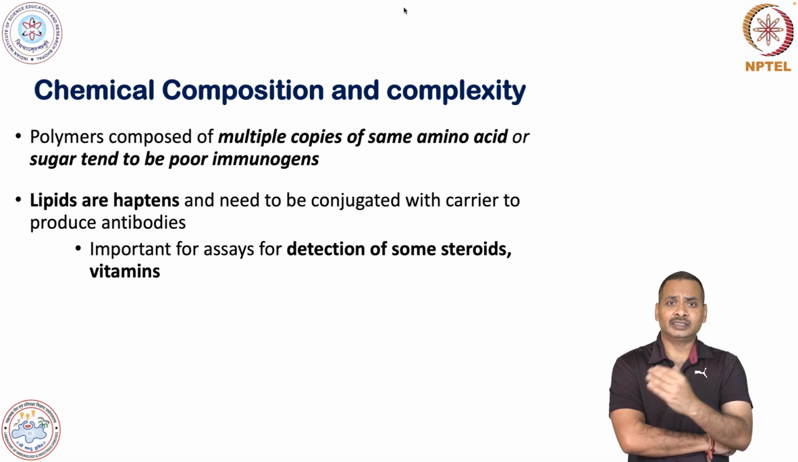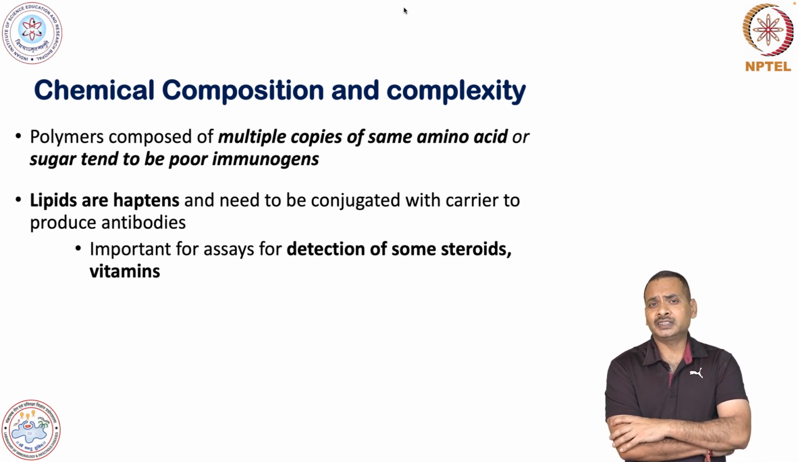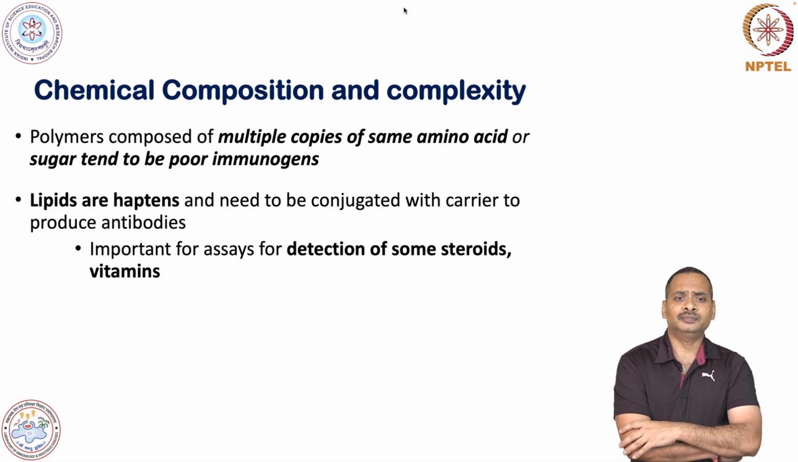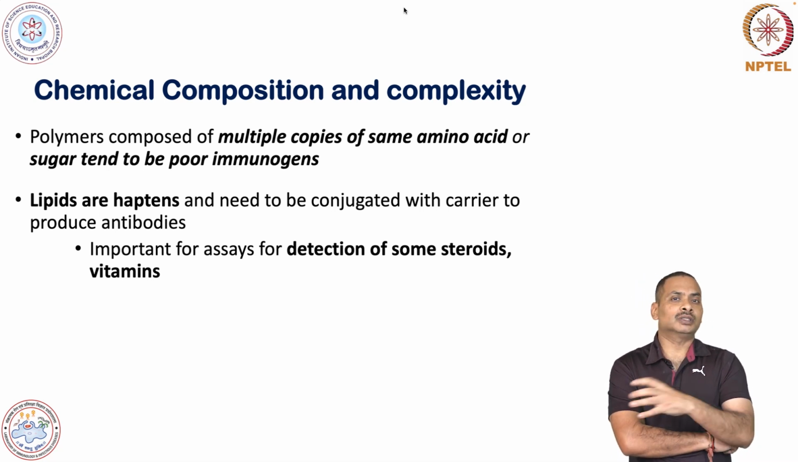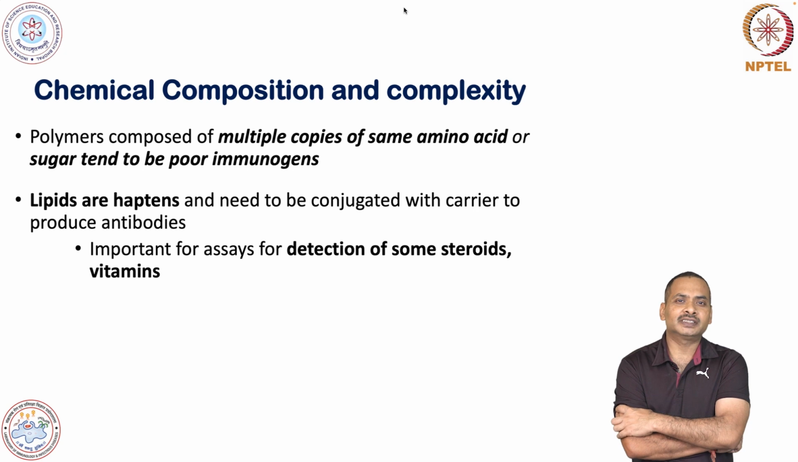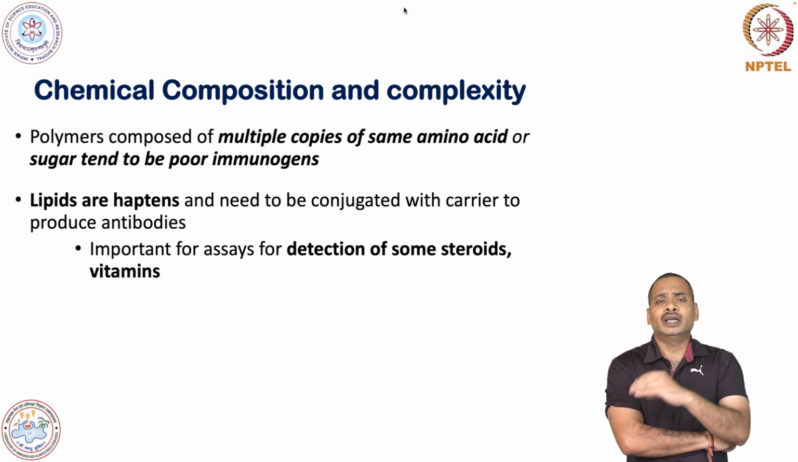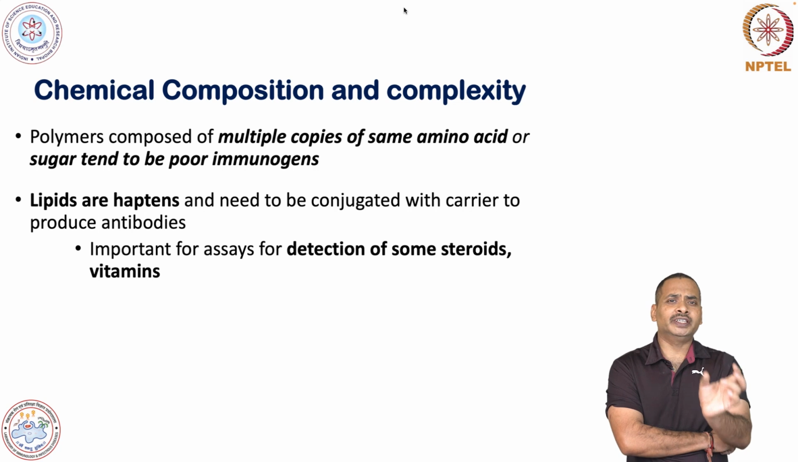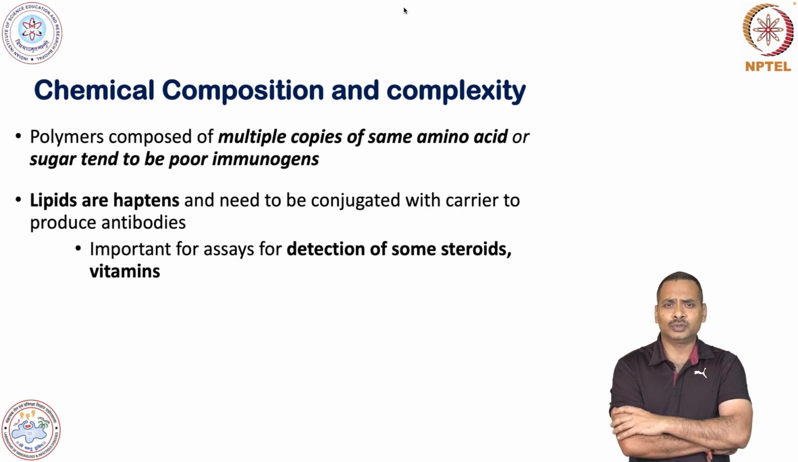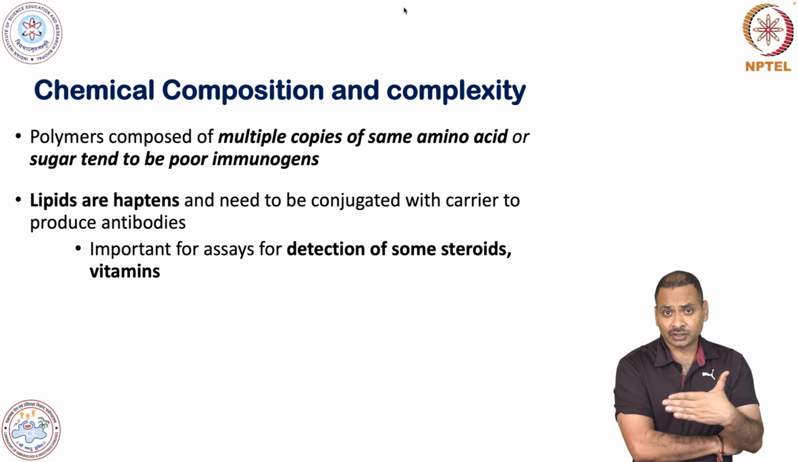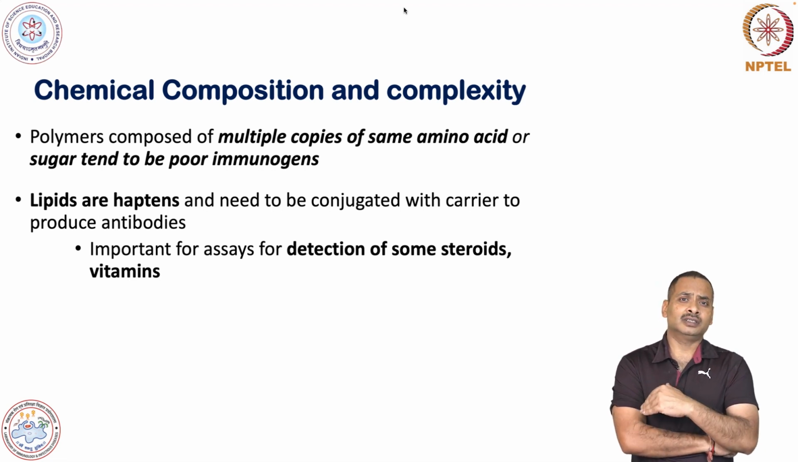Lipids, as I told you, do not have complexity and do not have molecular weight, that is why they are haptens. They need to be conjugated with some complex molecule. For example, people use BSA, people use KLH, as you have seen in the previous slide. After chemically joining these lipid molecules with the carrier molecule, they use it as an immunogen. I explained the importance of this in the previous session.